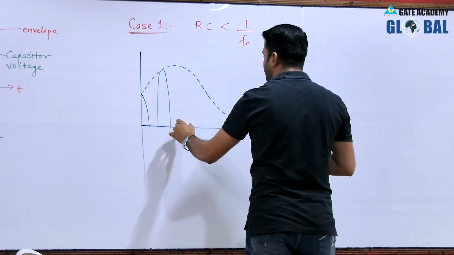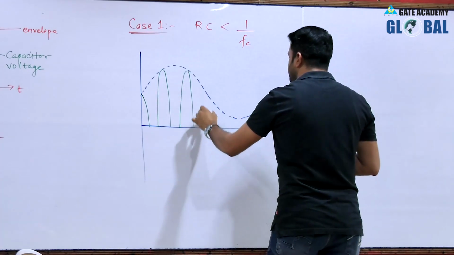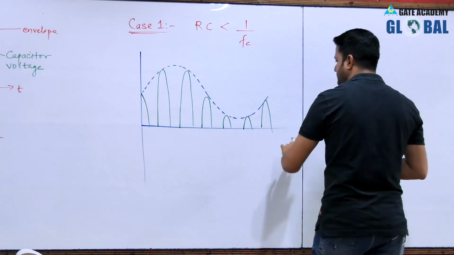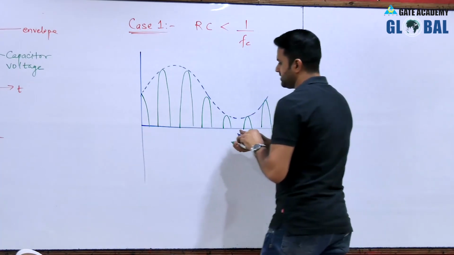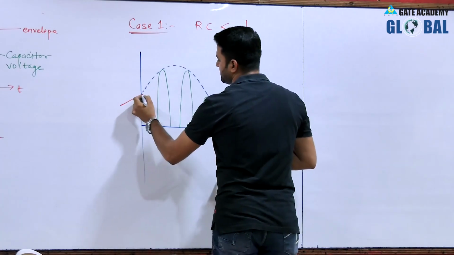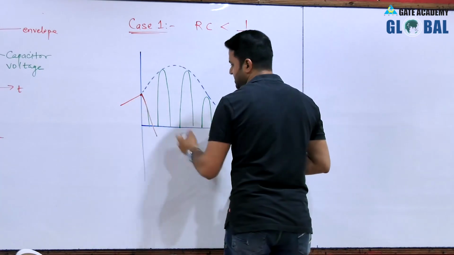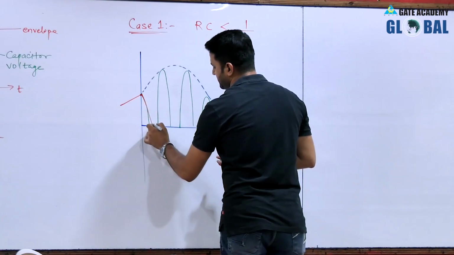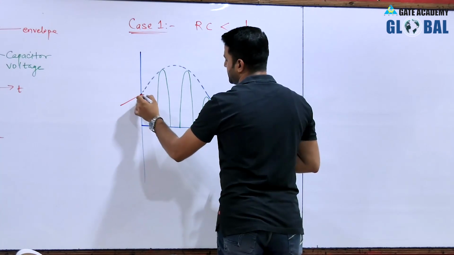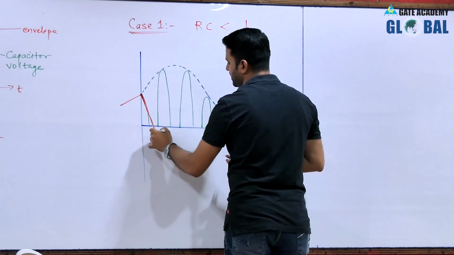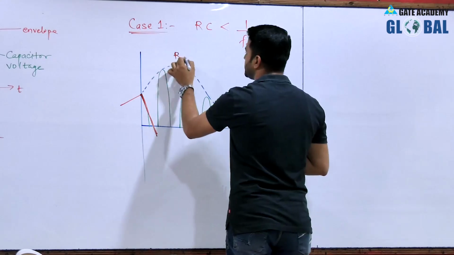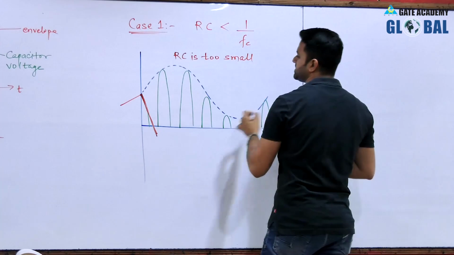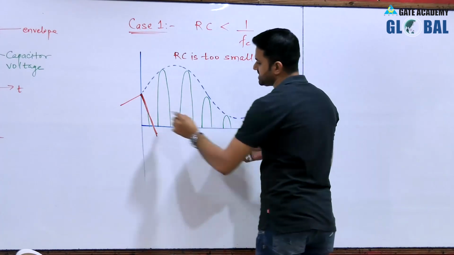We know that the diode will not work in the negative half cycle, that is why I am not drawing the negative half of this AM, this negative portion. This is discharging very fast. This will happen when RC is too small. This is the case, and this will be the capacitor voltage.